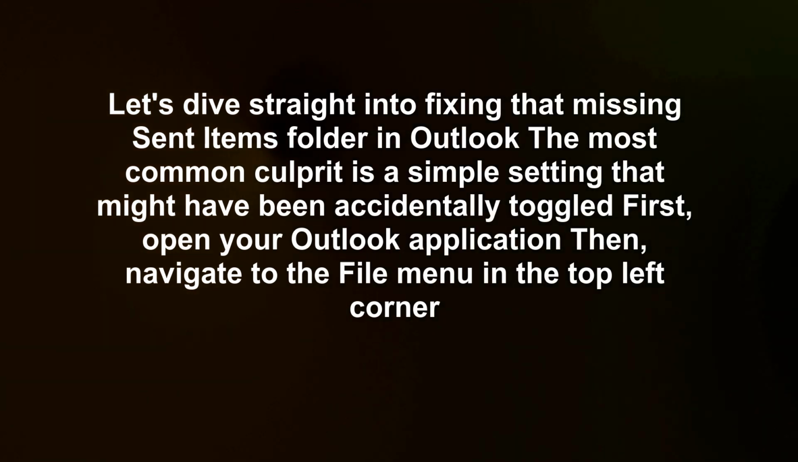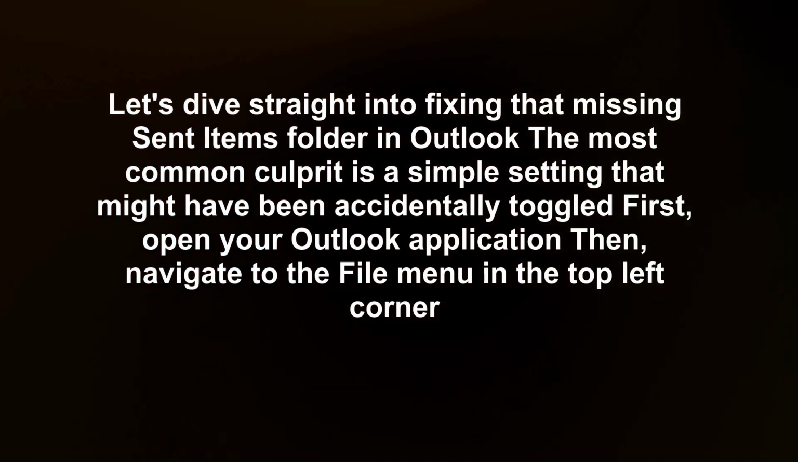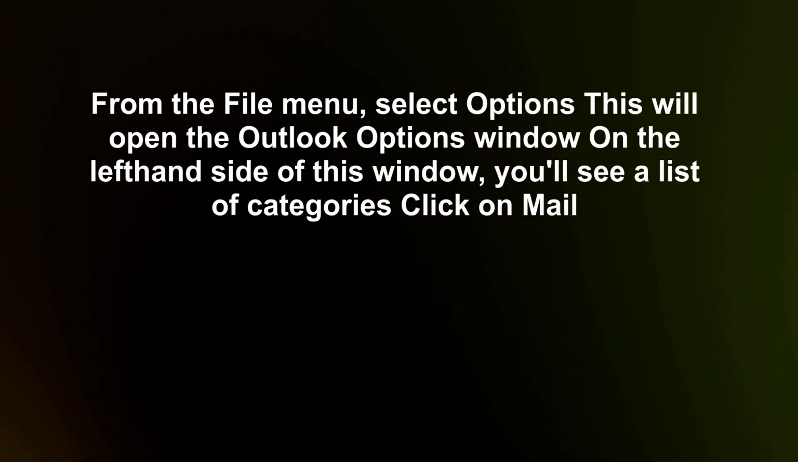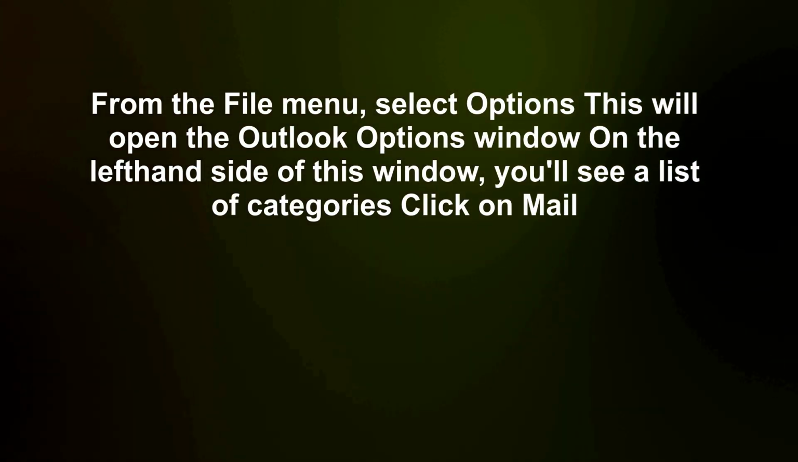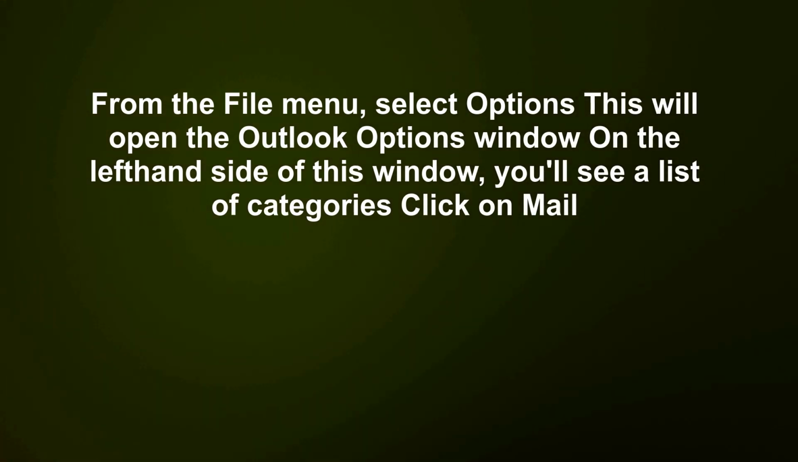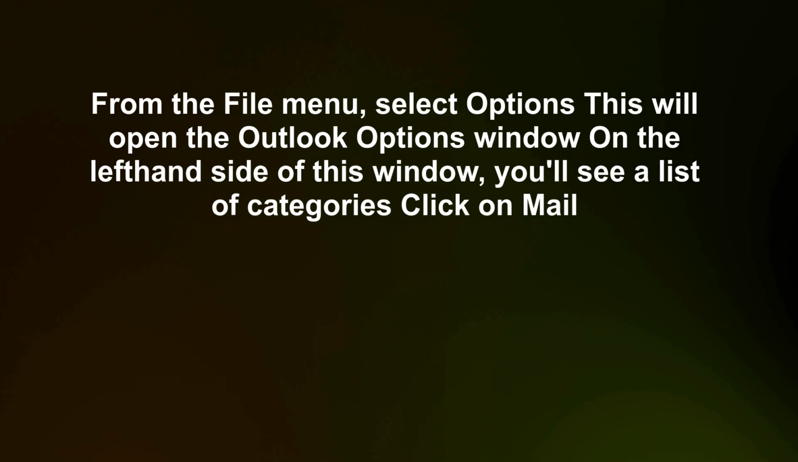First, open your Outlook application, then navigate to the File menu in the top left corner. From the File menu, select Options. This will open the Outlook Options window. On the left-hand side of this window, you'll see a list of categories.